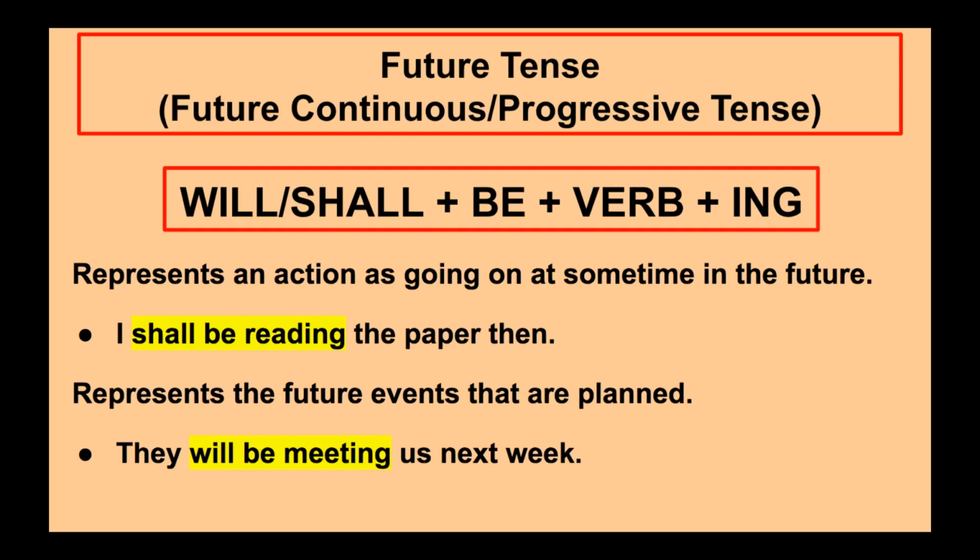Future continuous or progressive tense. The rule is will or shall plus be plus verb plus ing. Future continuous tense represents an action as going on at some time in the future.